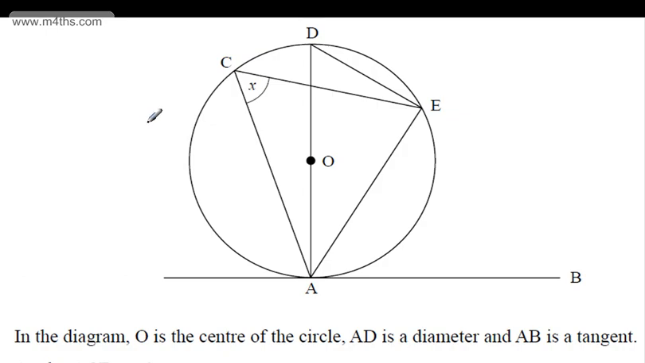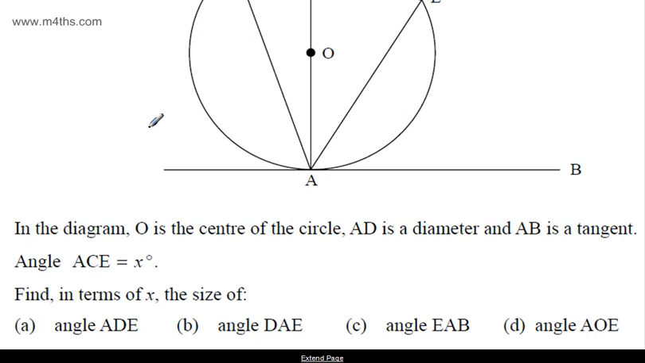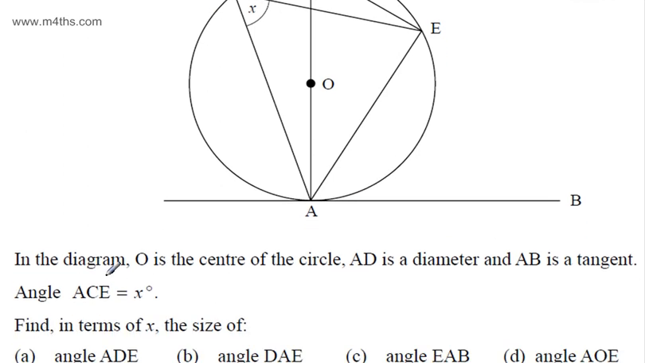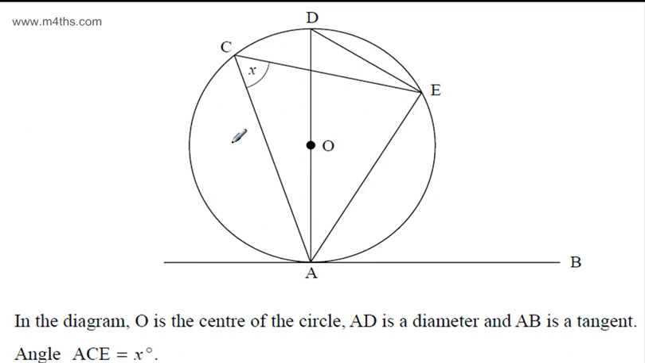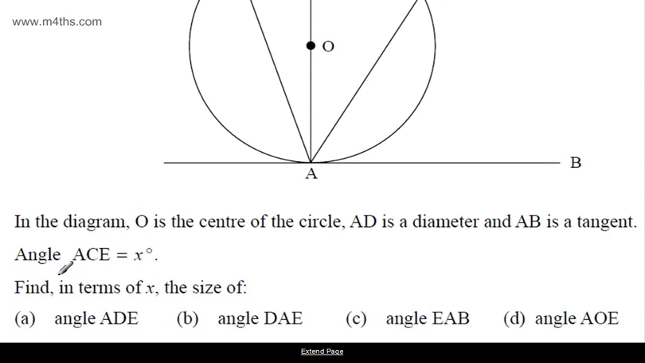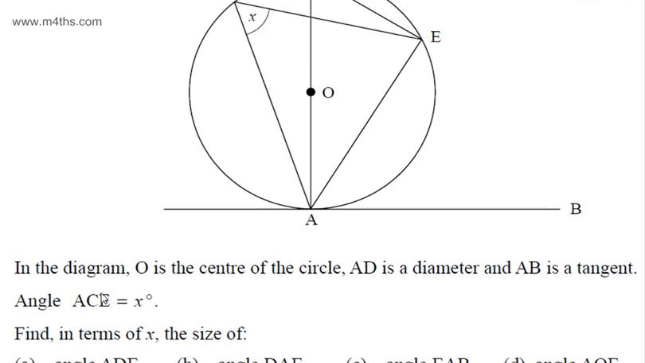Okay, let's finish with this one just here. And let's see what we've got. It says in the diagram, O is the centre of the circle, AD is a diameter, and AB is a tangent. Angle ATE is going to be equal to X. That's fine, that's that one just there. What we're asked to do is find, in terms of X, the size of angle ADE.